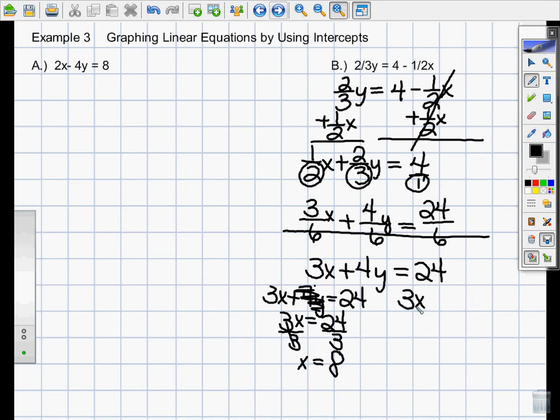So let's rewrite our equation again. This time, I want to know what the y-intercept is, so I'm going to cover up the x. Now I have the equation 4y equals 24. Divide each side by 4, and my y-intercept is at positive 6. Okay, that's all I need to know in order to graph this type of equation.